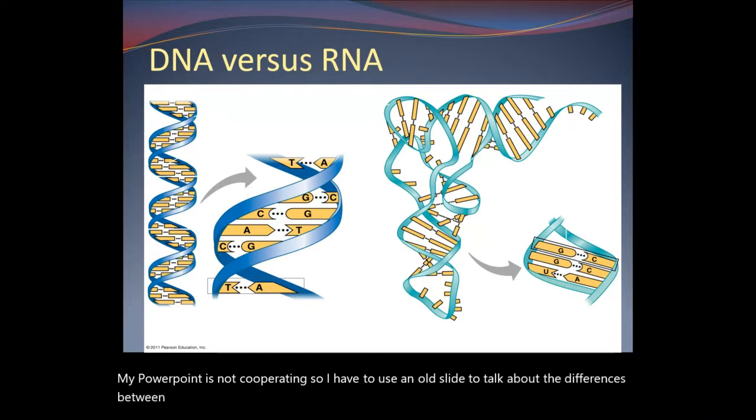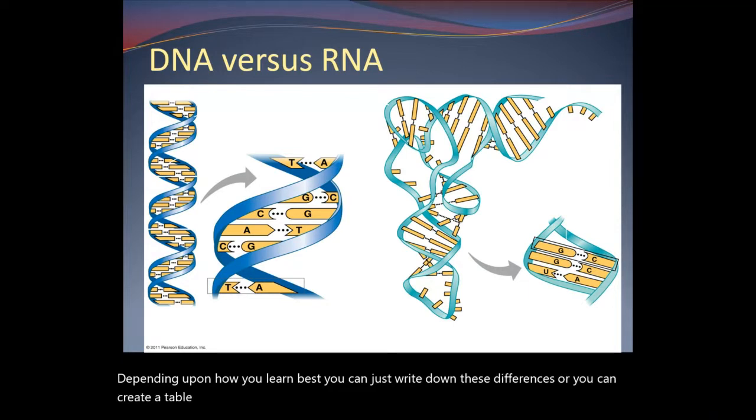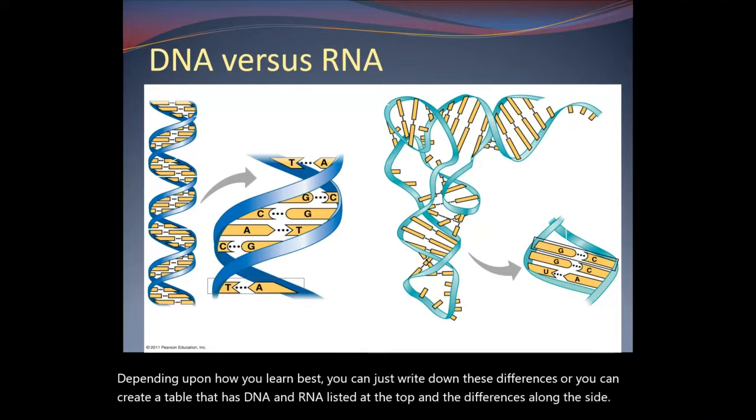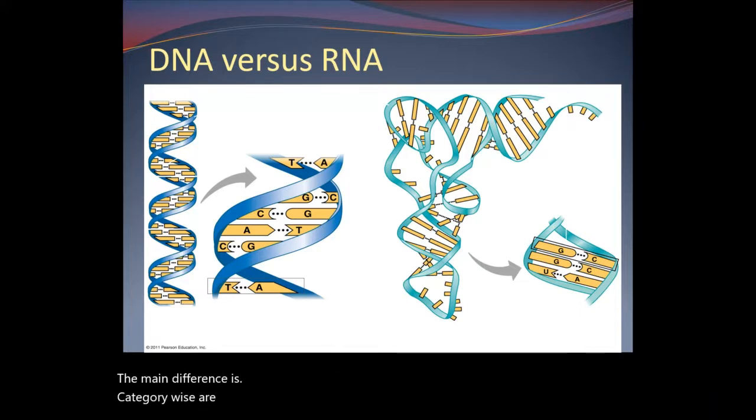DNA versus RNA. Depending upon how you learn best, you can just write down these differences, or you can create a table that has DNA and RNA listed at the top and the differences along the side. The main differences category-wise are going to be the sugar used, the bases used, the shape, and the purpose.